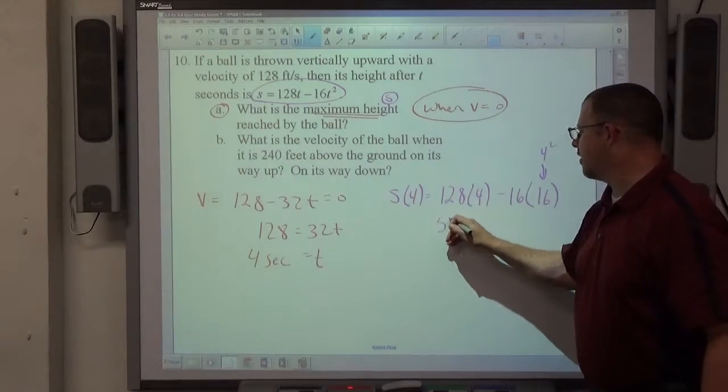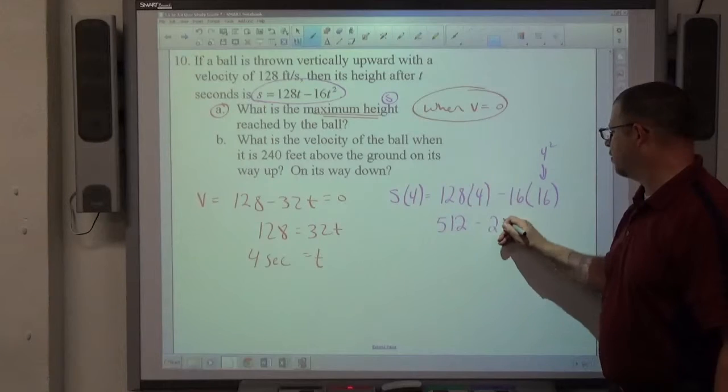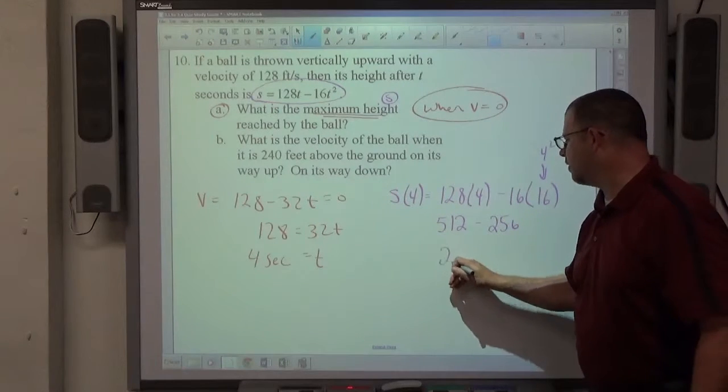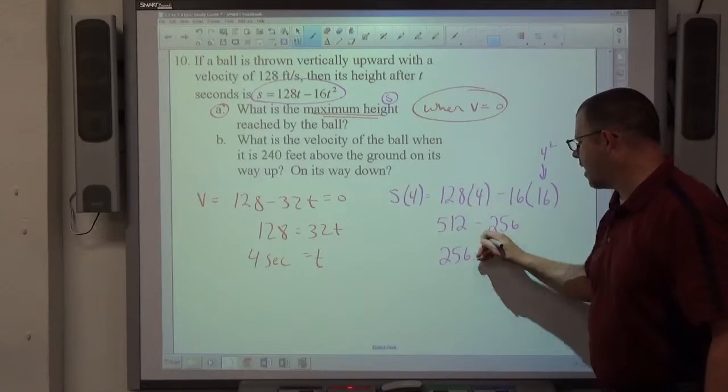128 times 4 is 512. 16 times 16 is 256. Subtract and we get 256 feet is the maximum height reached by the ball.